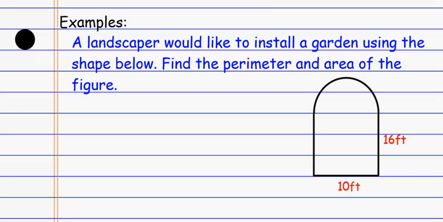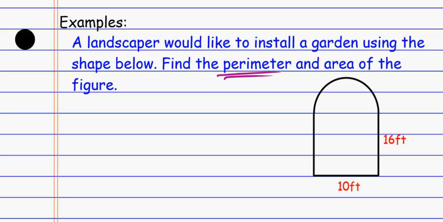Look at something like this guy. It says a landscaper would like to install a garden using the shape below. Find the perimeter and area of the figure. And so when we look at this, this is where we would use things like arc length and sector area and that kind of stuff. And notice it asks for the perimeter and the area. So let's start with the perimeter.